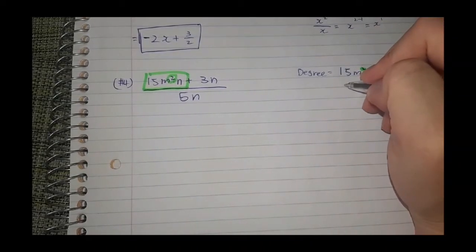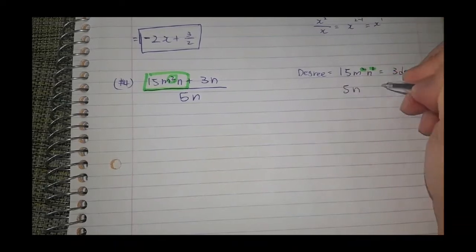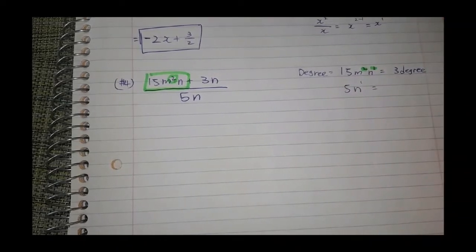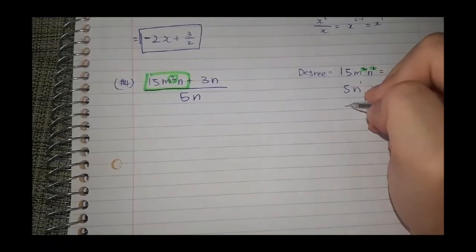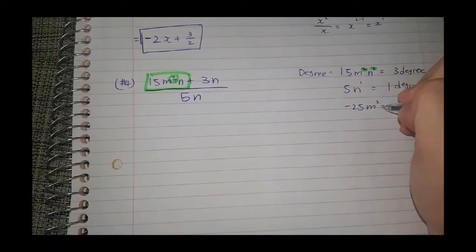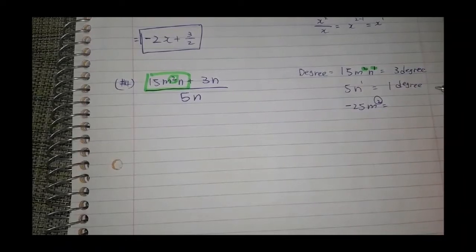What you are familiar with is, for example, 5n. This is just 5n to the power of 1, so it is 1 degree. Or sometimes you know negative 25m squared. That gives you 2 as the only exponent, so this is degree 2, or second degree.